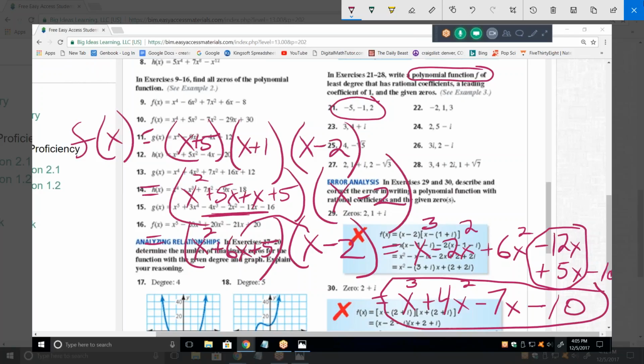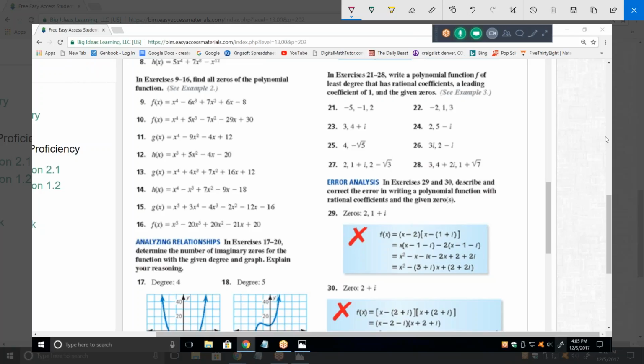They wanted a polynomial with rational coefficients and the given zeros, and a leading coefficient of 1. Here's my leading coefficient of 1. And we're going to do that same process for every one of these problems. In other words, 22 is the same. It's just going to be practicing your algebra. Okay. Let's try 23.